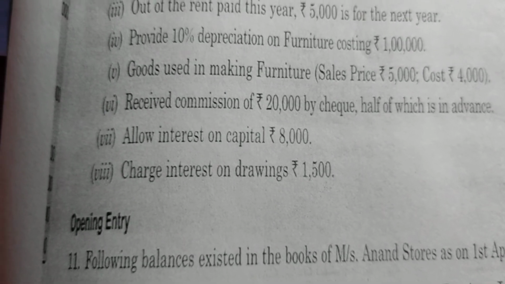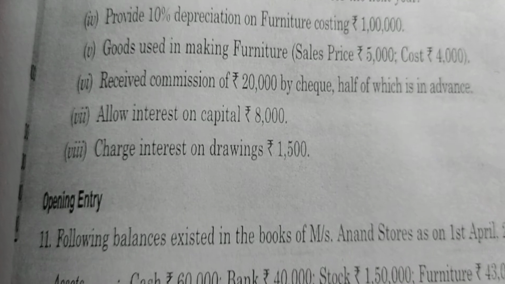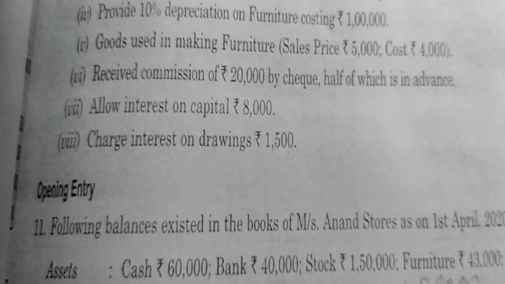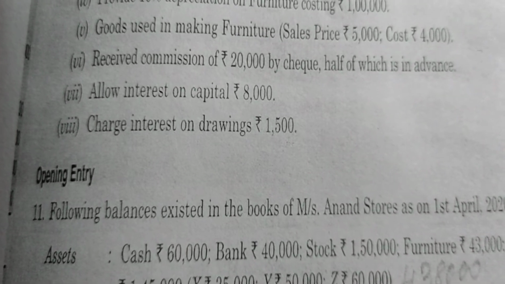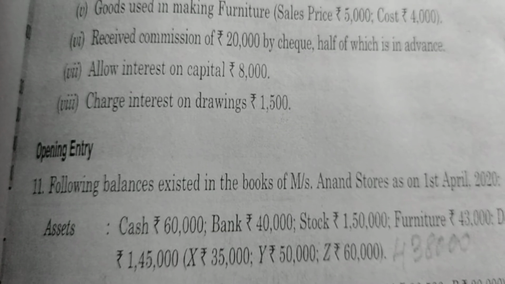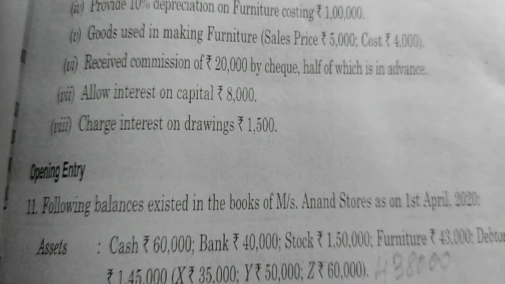One, because interest on drawings affects capital, capital is reduced, and interest on drawings is an income to the business. So capital will be debited and interest on drawings will be credited. So one entry can be capital account debit to interest on drawings account.